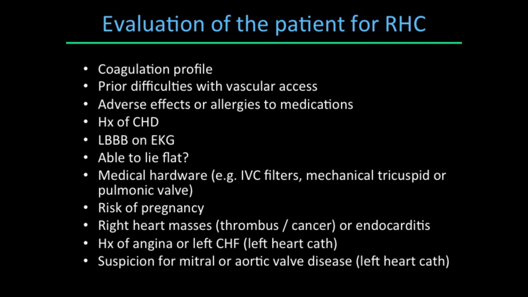If the patient has congenital heart disease, because you may want to change a little bit your approach. If the patient has left bundle branch block, you also want to be aware, because as the catheter goes in, you can touch the AV node, and you can have a complete block, so you need to have some availability of a pacemaker just in case, in that particular case. The patient needs to be able to be flat. Some patients cannot be flat.